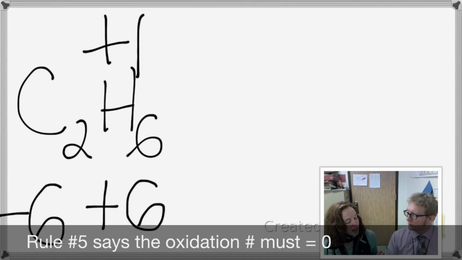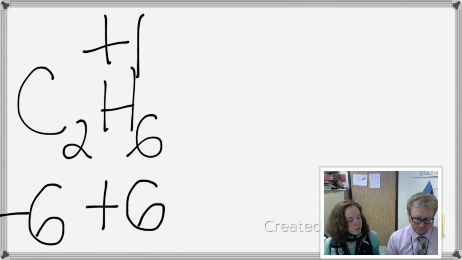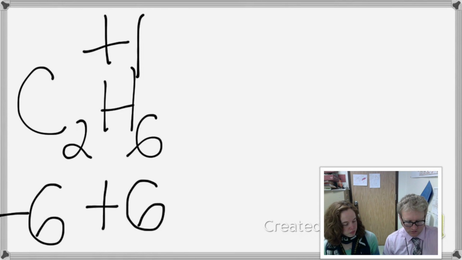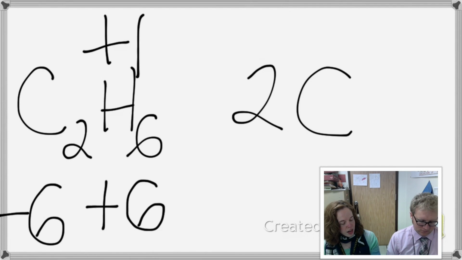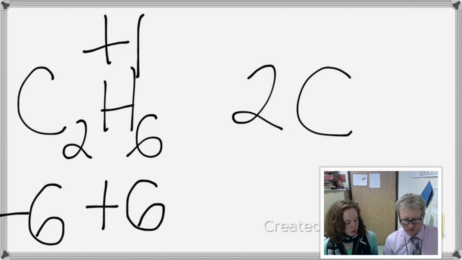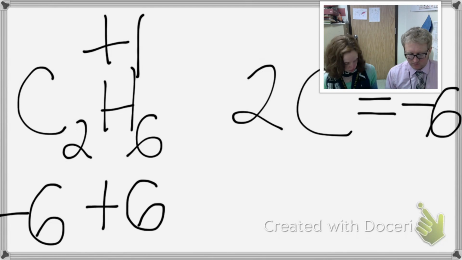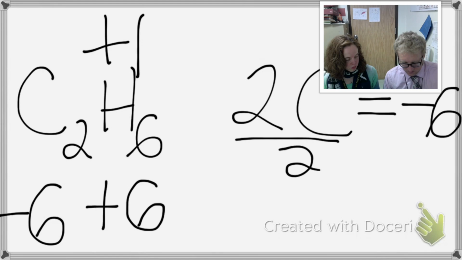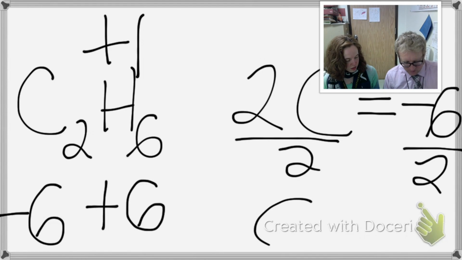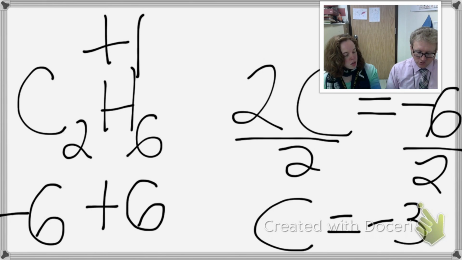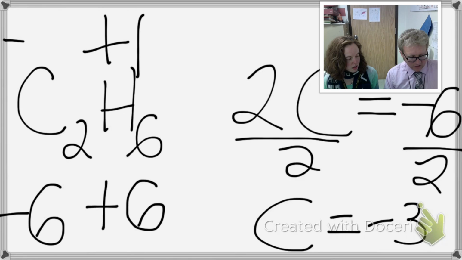So you can actually do a little bit of algebra. Some of us can just see it, but if you can't, you know how many carbons: I've got 2 carbons, so put 2C. 2 carbons together have to equal -6. If 2 carbons equal -6, what does 1 carbon equal? I can divide by the 2. So C is -6 divided by 2, which is -3. My oxidation number for carbon is -3.